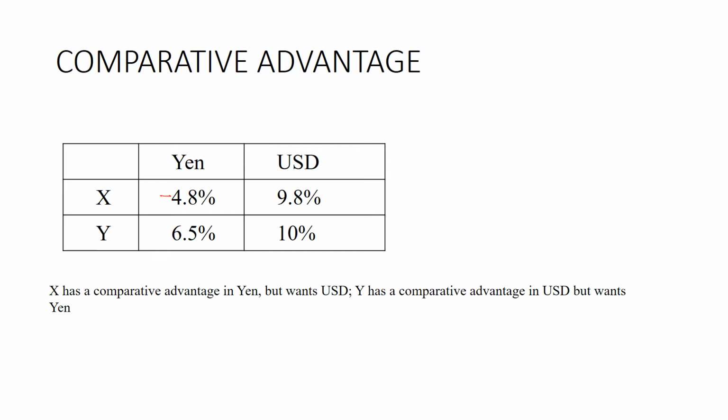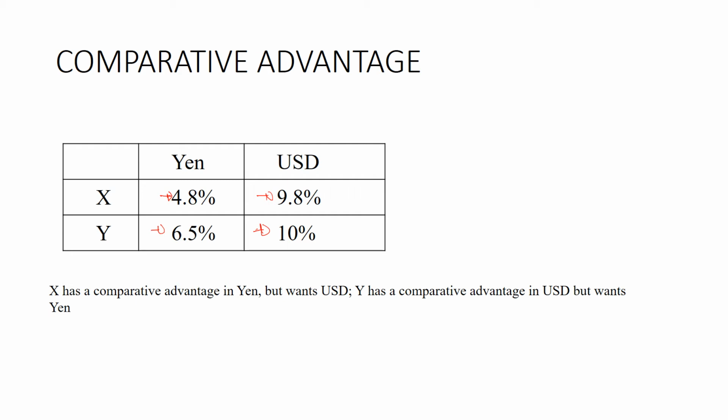Company X would pay 4.8% if it borrowed in yen, but 9.8% in dollar. Company Y would pay 6.5% in yen and 10% in dollar. Now, the answer on my learning says that X has a comparative advantage in yen, and it's more or less obvious because it pays less interest in yen than it does in dollar. But then you see that Y has a comparative advantage in US dollar, but it's not really clear because it's paying 10% in dollar and 6.5% in yen, so you'd say it has a comparative advantage in yen.